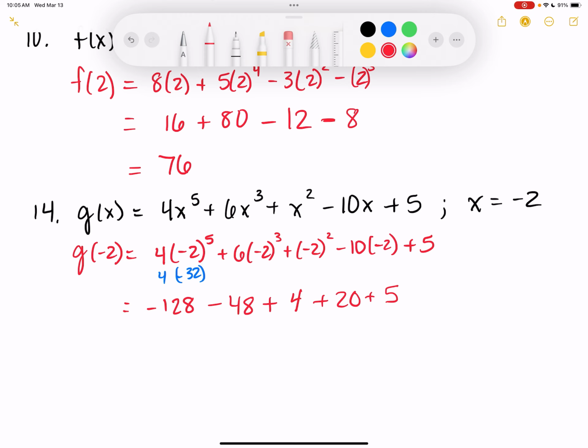Anyone get the final answer? 205. Well, the answer is not going to be positive, but I also think that's too big. I added. Negative 147. Yeah, that sounds right.